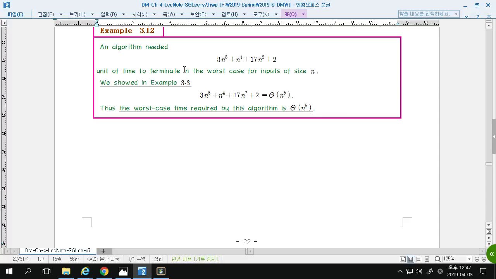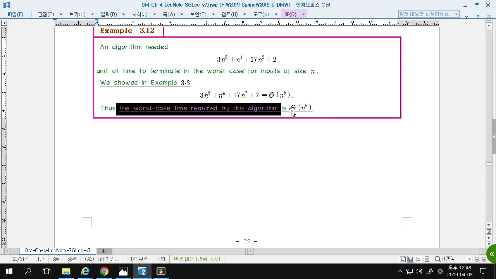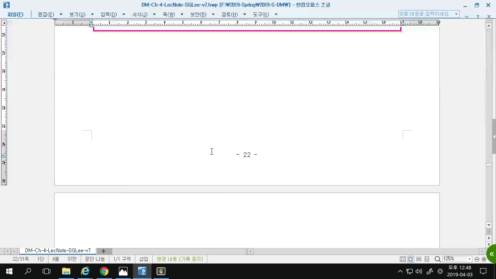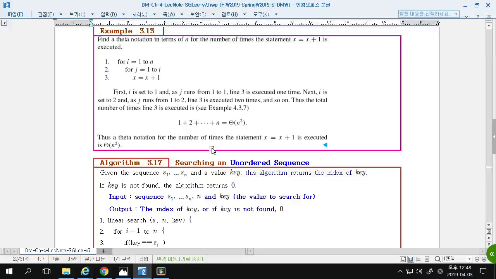Next, example 3.12. An algorithm needed this unit of time to terminate in the worst case for an input of size n. That we showed in example 3.3, this is equal to theta of n to the fifth. So the worst case time required by the algorithm is theta of n to the fifth. So it is controllable. Okay, I think that's the end of section 3.13.